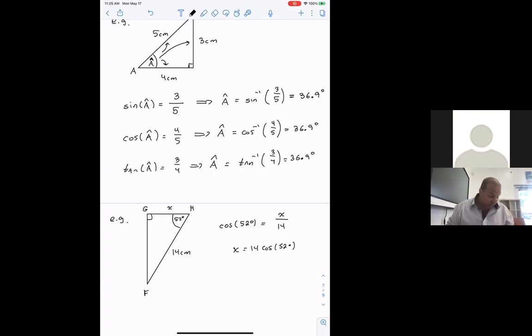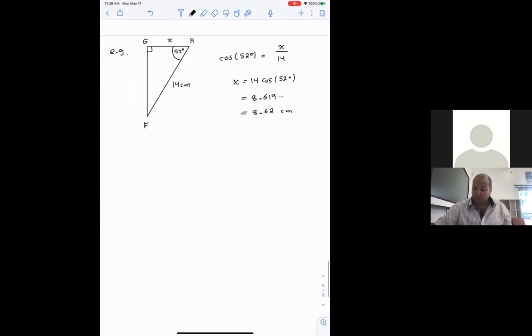It does not say how many sig figs, so we are going to go to 3 sig figs, and we get 8.619 to 3 sig figs. That is 8.62. And then I check my units, and we're going to have units of centimeters. So 8.62 centimeters. Let's do another example.